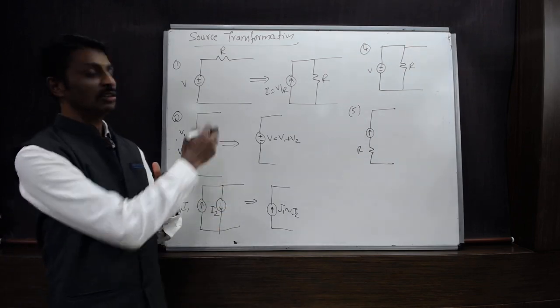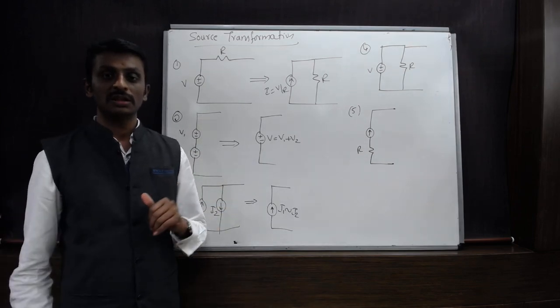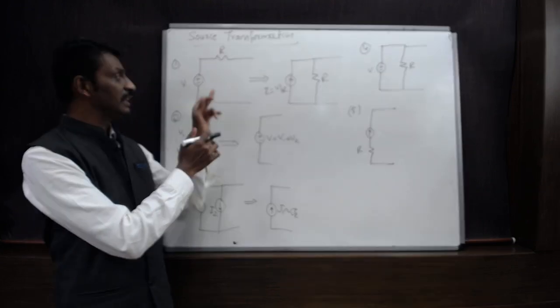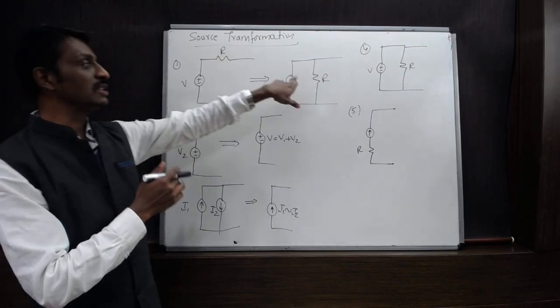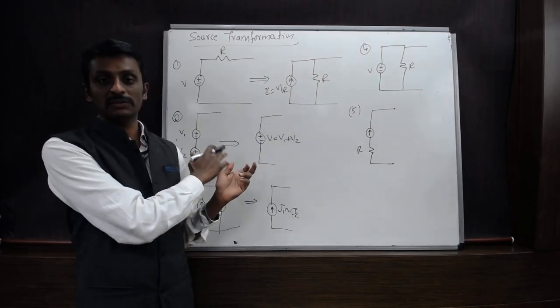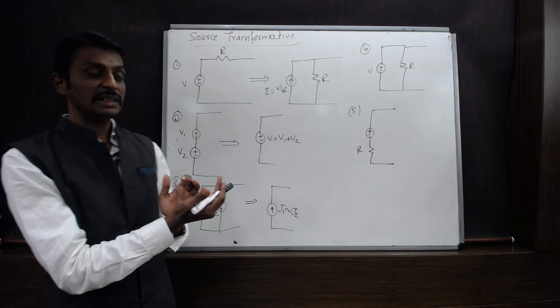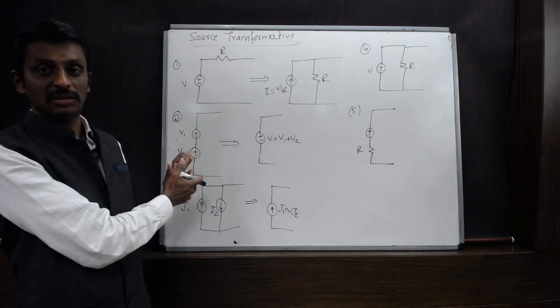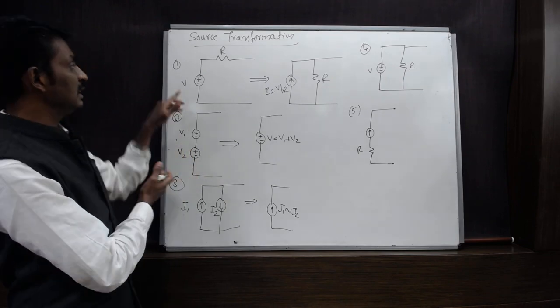Now let us see the concept of source transformation. Source transformation is the process of converting the voltage source which is connected in series with the resistance into the current source which is in parallel with the resistance, or vice versa. Before applying the source transformation, we have to understand some of the basic concepts. Let us see the first one.